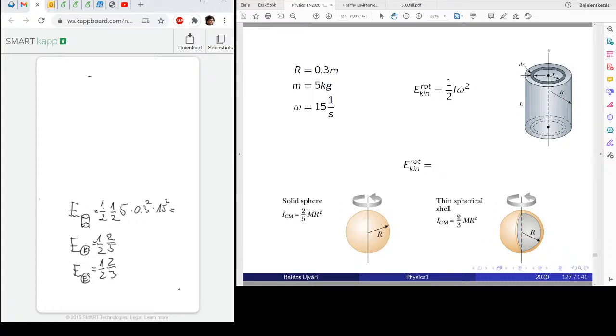All right. Let's say this is omega equal 15 1 over s. Calculate the energy of this rotating object, then increase the omega to 20 1 over s. I want to see not only the energy but also the energy differences.